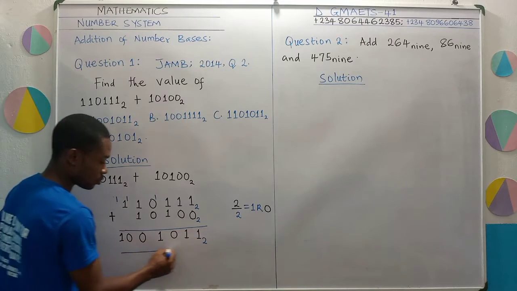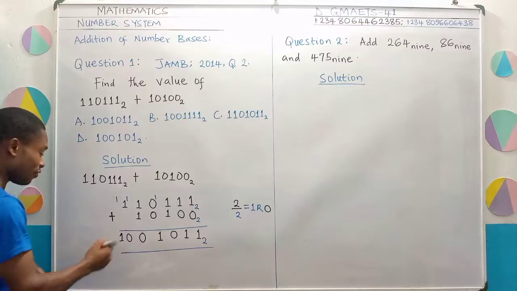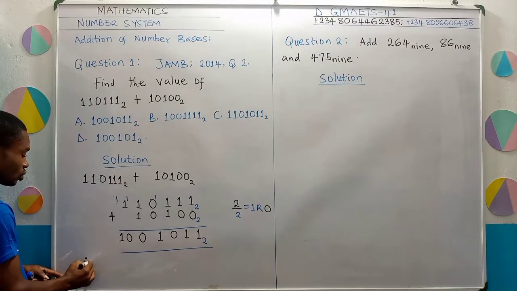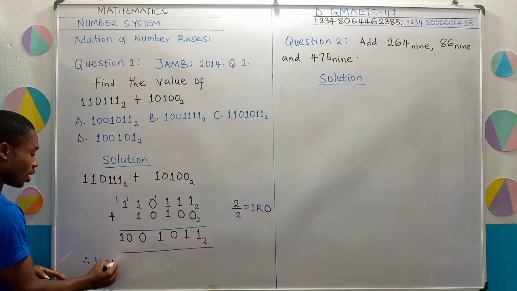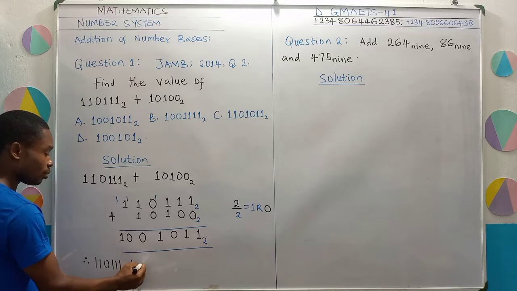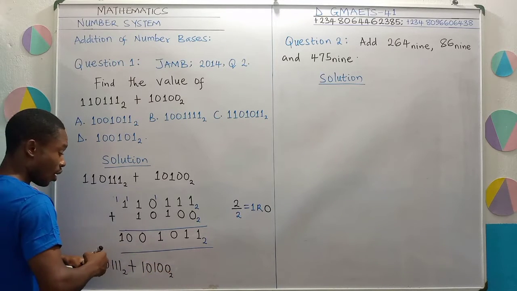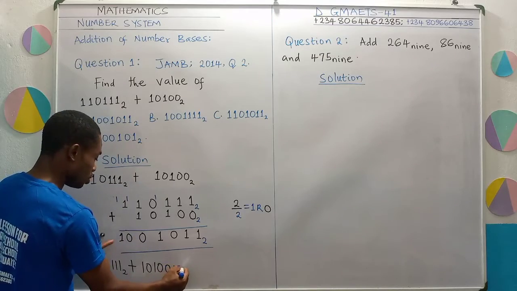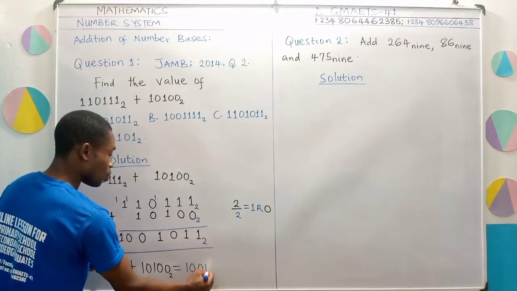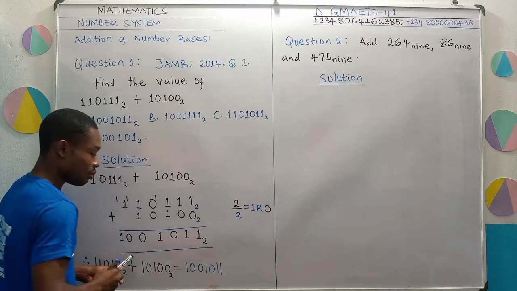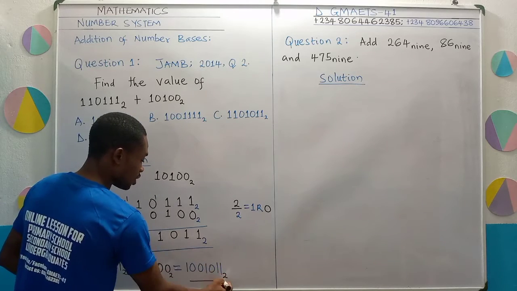You can now conclude, therefore, that what was given to us, 110111 base 2 plus 101000 base 2, our answer is equal to 1001111 base what? 2. This is the answer.